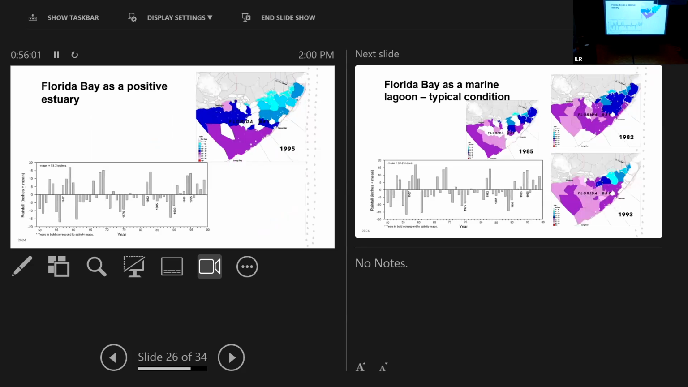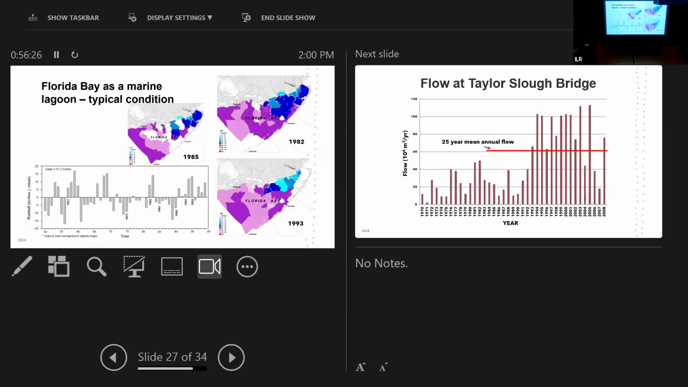This is a positive flowing system, and this is really what we want in the system, where you have the freshwater flow into this eastern part, and then it flows towards the Gulf of Mexico. There is also flow through the Keys. And then this is the more typical condition, where it's just a lagoonal system, and this is where we see very variable conditions, particularly in the central part, right in here.